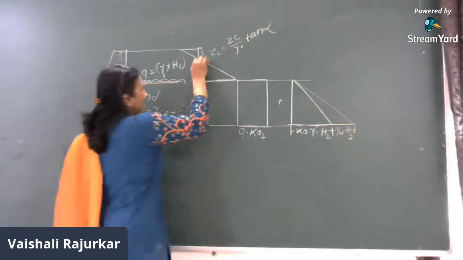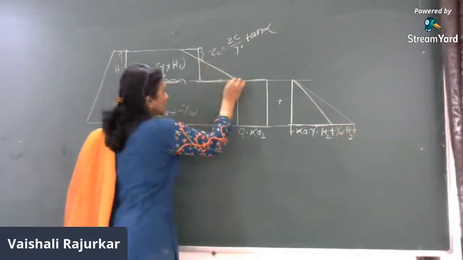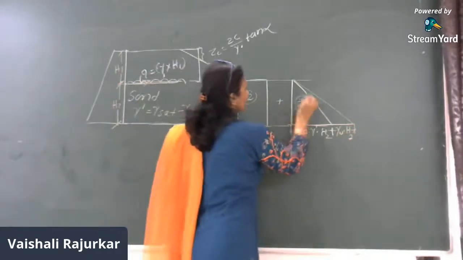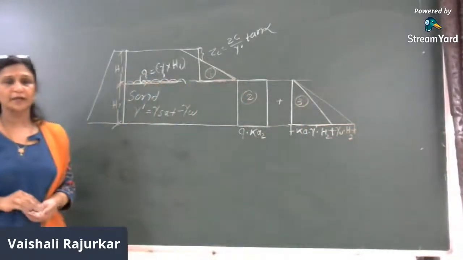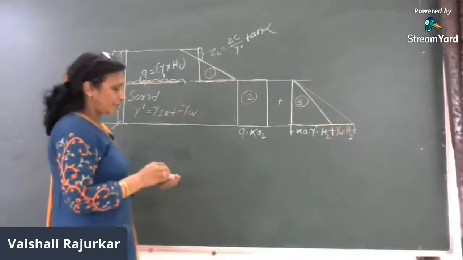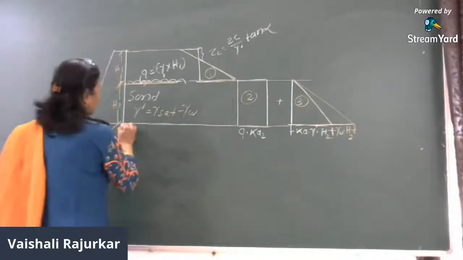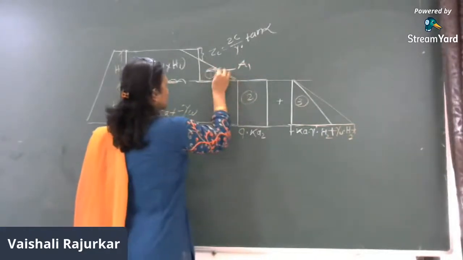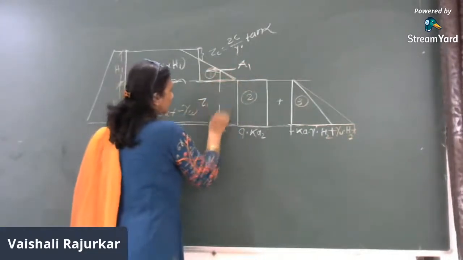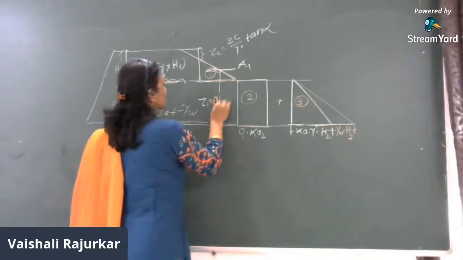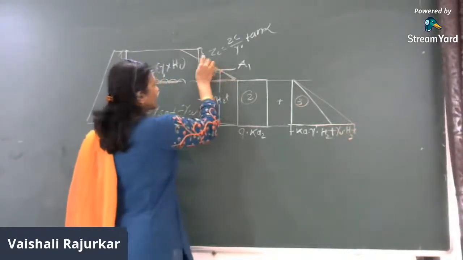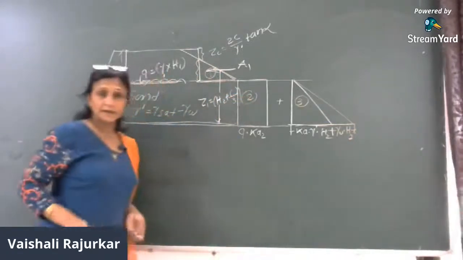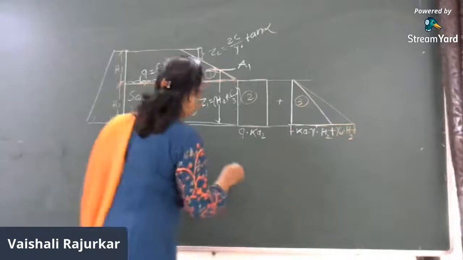So in this case, again we have to consider three diagrams. First is the diagram for the positive distribution. This is 1, then this is 2, and this is 3. These three diagrams we have to take into consideration. Then the CG of the total diagram will be at A1, at Z1 distance from the bottom, and Z1 is equal to H2 plus this distance by 3. Right?